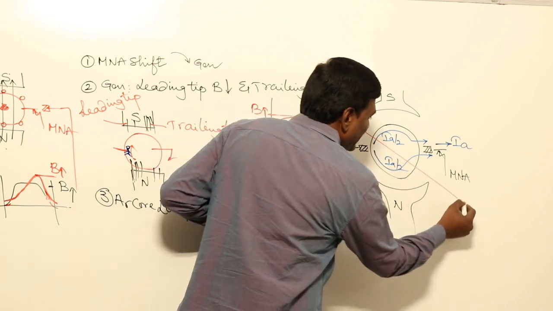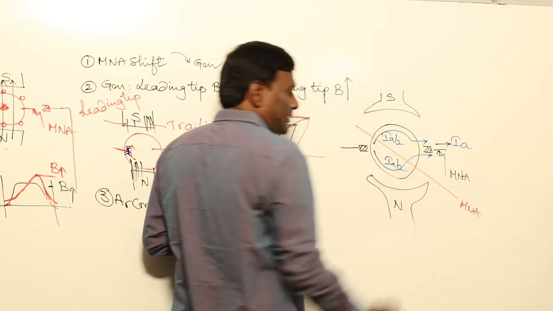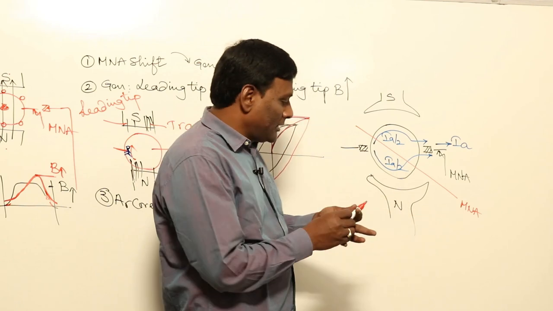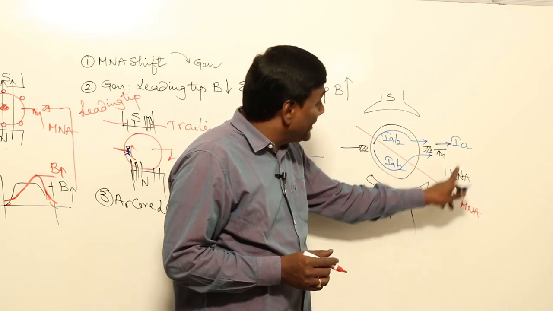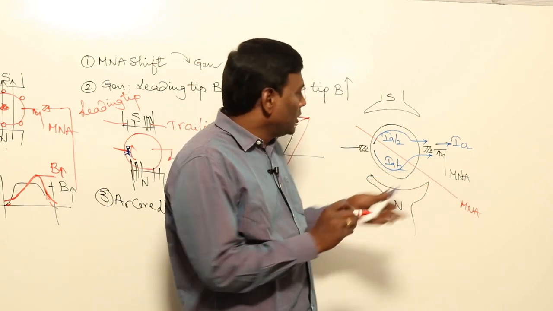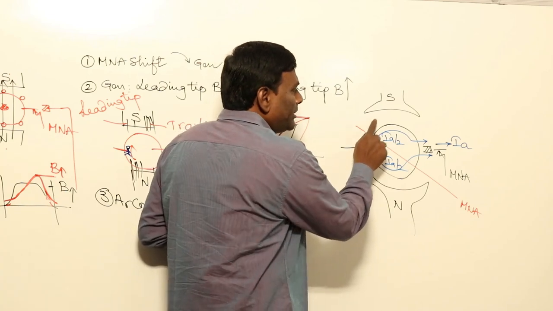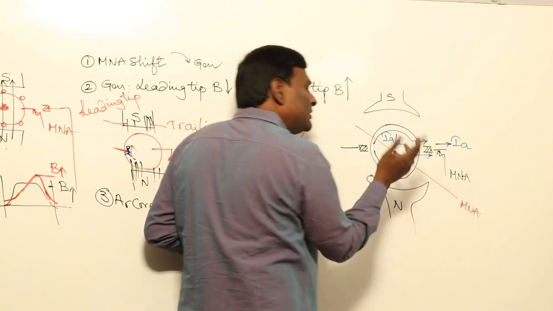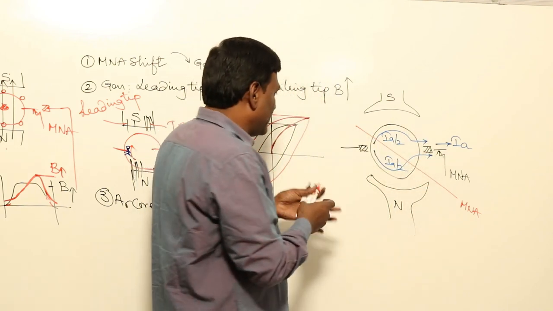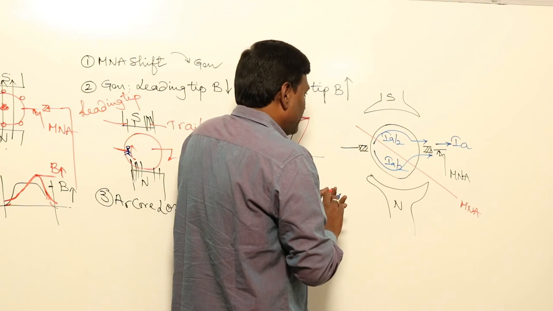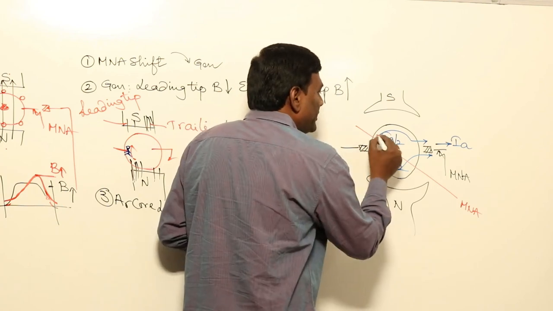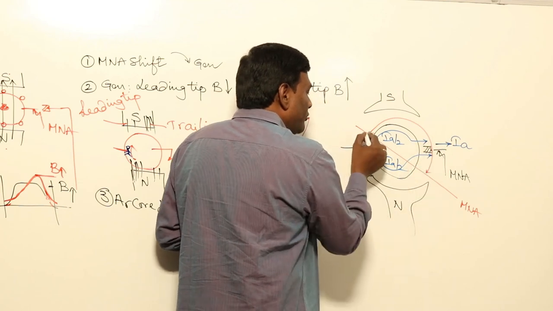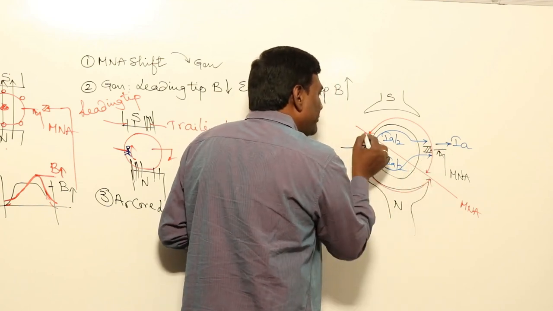MNA is shifted to here. Why? Because of armature reaction. Then what will happen? Once MNA is shifted here, but the brush is here only. IA by 2, minus IA by 2 is fine. But if you observe here, from here to here, induced voltages are of one polarity. From here to here, induced voltage should be of another polarity.